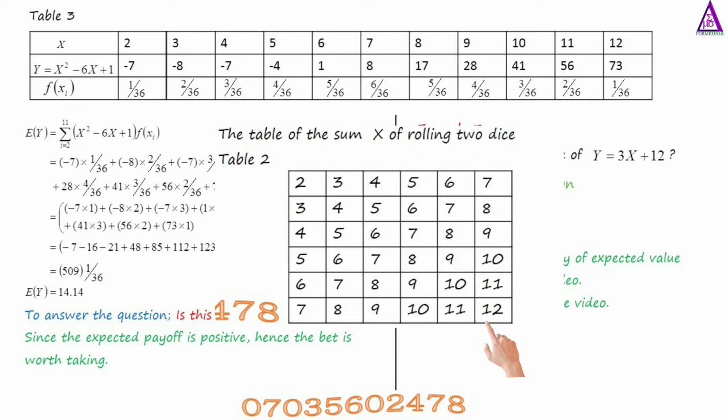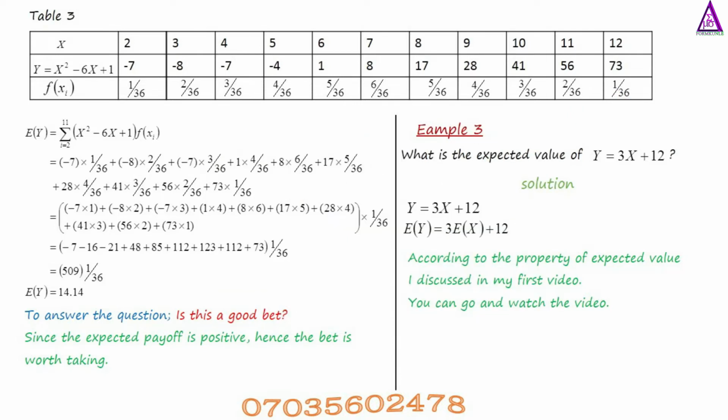And 8 appears 5 times. That's the reason why we have 5 over 36. 9 appears 4 times, 4 over 36. 10 appears 3 times, 3 over 36. 11 appears 2 times, 2 over 36. And 12 appears 1 time, 1 over 36. So to calculate the expected value, we use the formula.